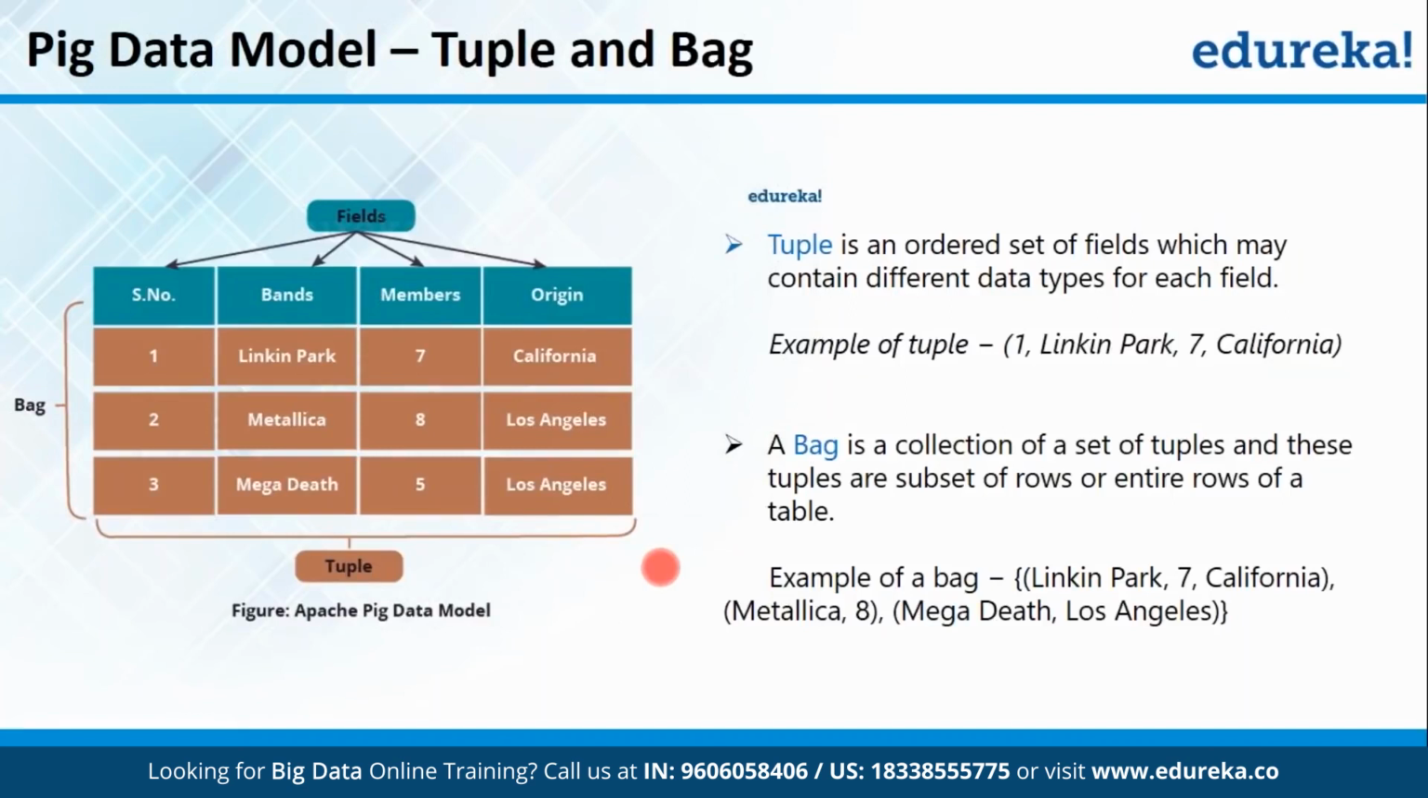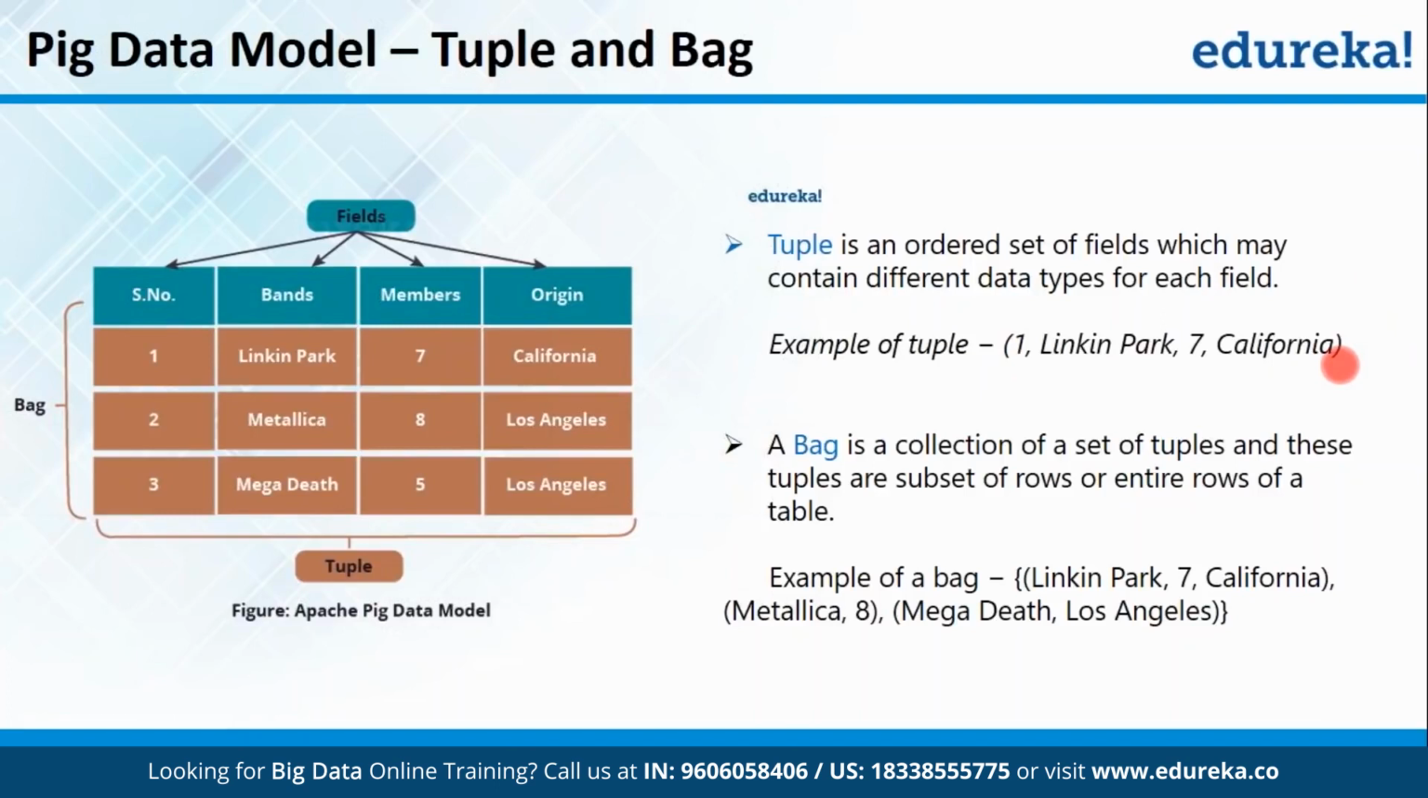So what is a tuple? Tuple is nothing but an ordered set of fields, which can contain different types of data. As you can see right here, there are four fields. So one Linkin Park 7 and California could be one tuple. Two Metallica 8 Los Angeles could be another tuple, and three Megadeth 5 Los Angeles again could be the third tuple, right? So these rows in itself is a tuple. To represent a tuple, you have to put them within the parenthesis. So the opening parenthesis is the start of the tuple and the closing parenthesis is the end of the tuple.